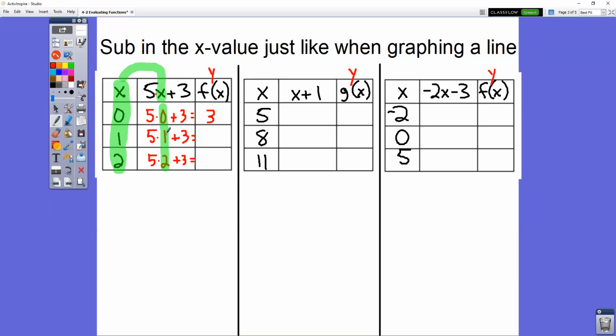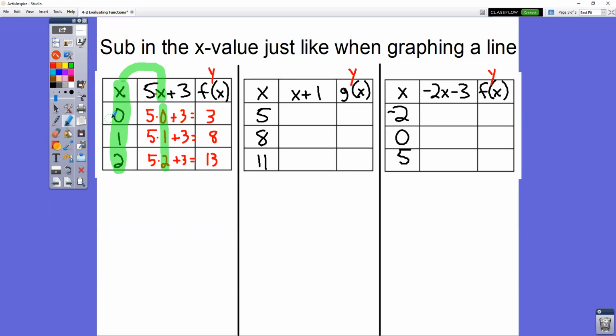5 times 1 is 5, plus 3 is 8. 5 times 2 is 10, plus 3 is 13. And we're not graphing anything like we did in the last chapter. All you're doing is filling out the table.